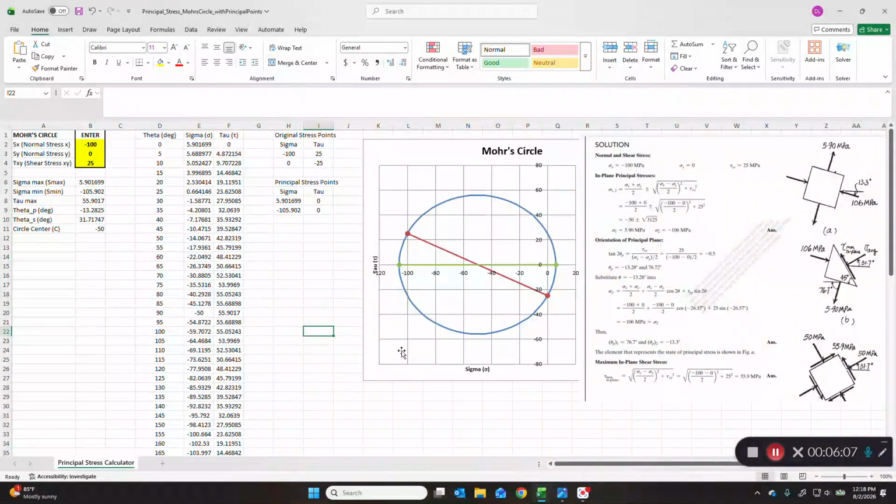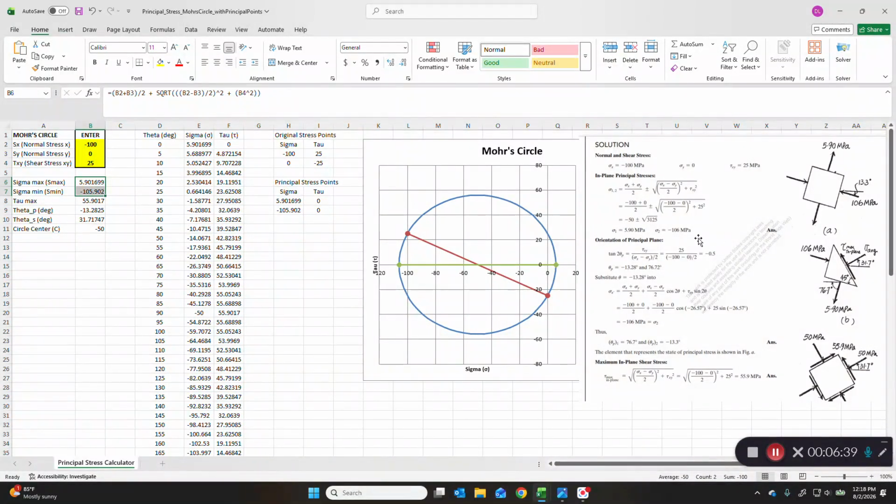All right, so the rotated element, right? Principal planes of in-plane principal stresses now are -106, that's this, it's rounded, and 5.90. So we have sigma max and sigma min. So 5.90, that would be this point on Mohr's circle over here, and sigma min would be over here, and those are given here, and it checks out with our solutions.